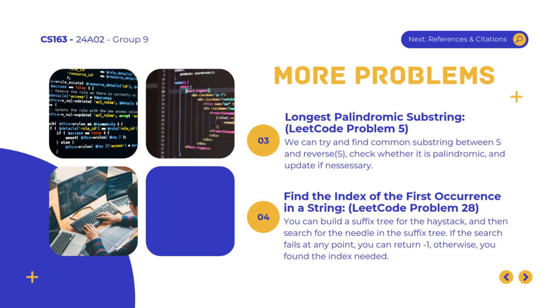For the other problem, we need to find the index of the first occurrence in a string, or LeetCode problem 28. In this problem, you can build a suffix tree for the haystack and then search for the needle in the suffix tree. If the search fails at any point, you can return -1, otherwise you can find the index needed.